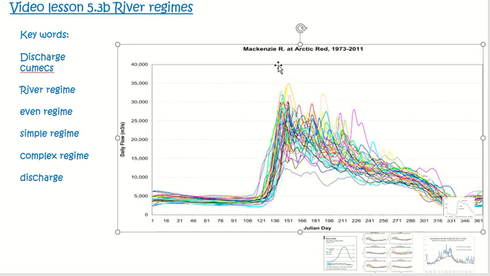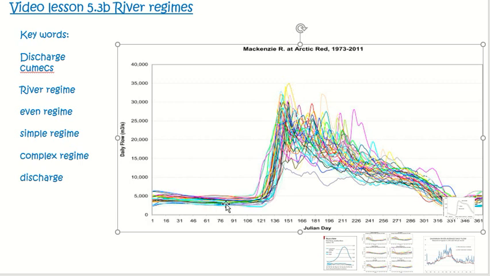This river regime is from the Mackenzie in the Arctic Circle. Again, winter, really low discharge levels. If you can think about why that might be, that'd be fantastic. And then summer, again, increases.